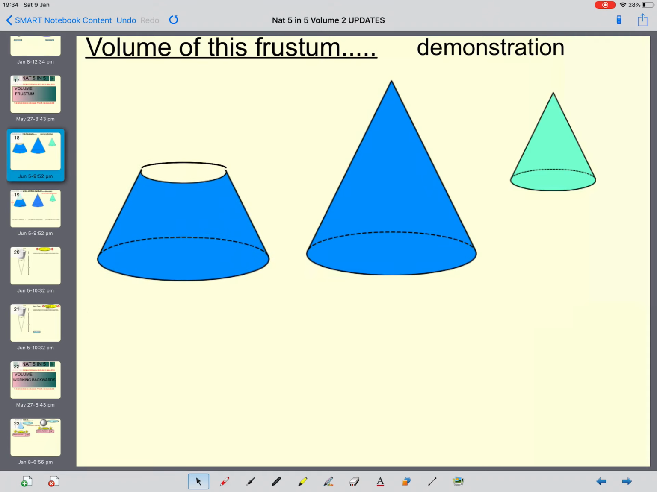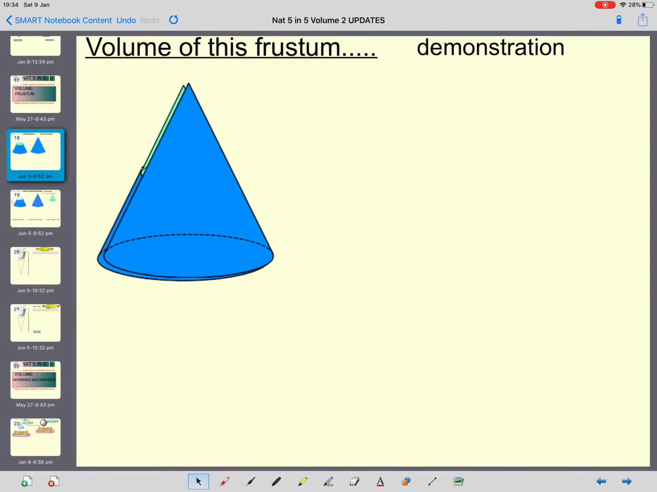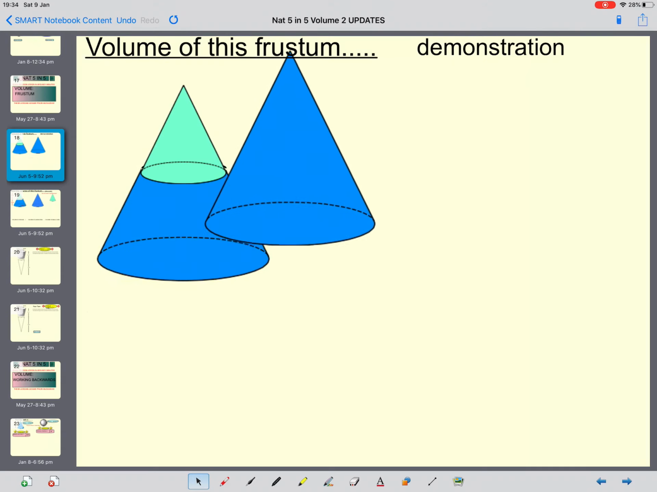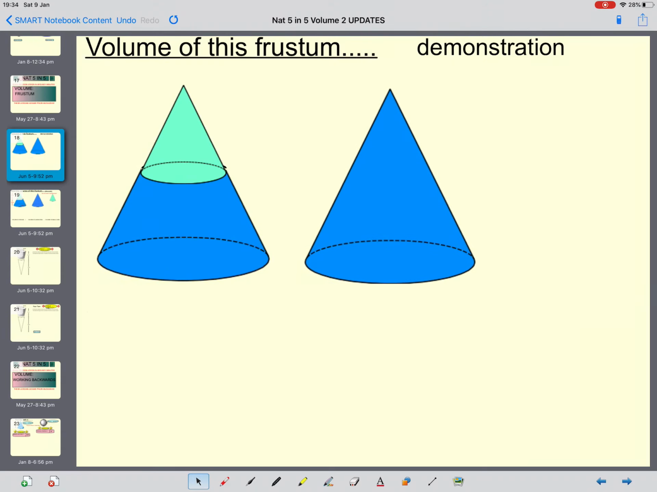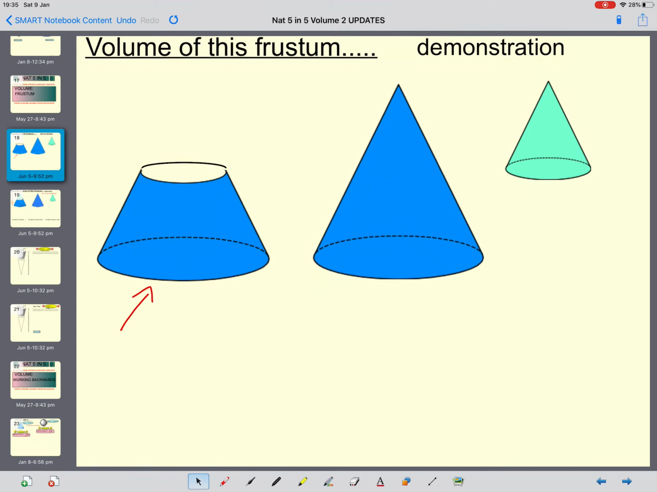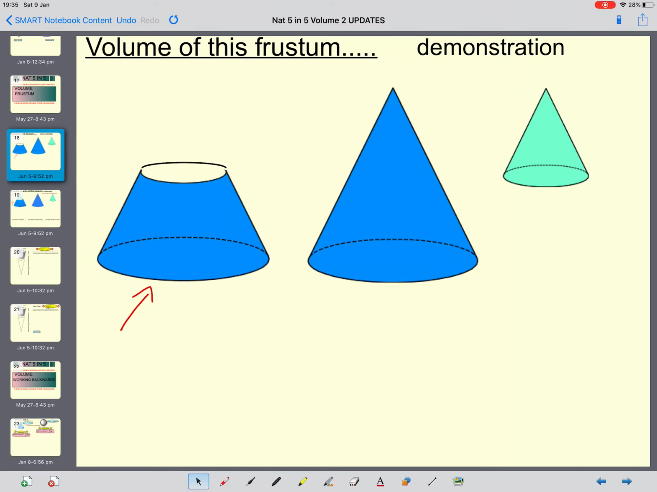So here it's like the bottom half of a cone, so I'm going to try and do a wee demonstration. If you can imagine a full cone, and I put a little cone on top, this makes this full cone here. So you've got a full cone, and then you chop a small cone off the top, and what you are left with here is your frustum. How you work that out is you would work out the volume of the larger cone, you'd work out the volume of the small cone, and you would take them away from each other, and that would give you the volume of this frustum here.